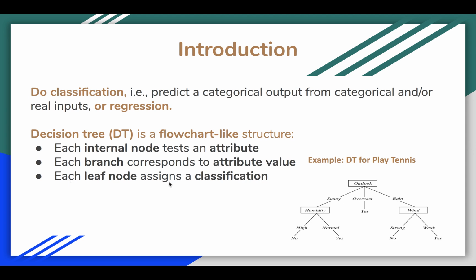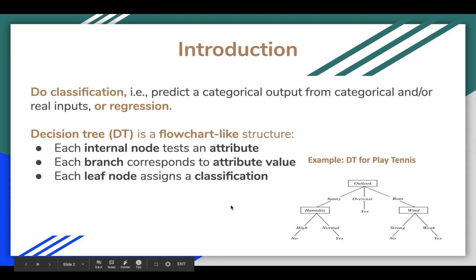Each leaf node assigns a classification. For example, we look at this leaf node. This is no, that means we will not play tennis. So if outlook is sunny and humidity is high, we will not play tennis.